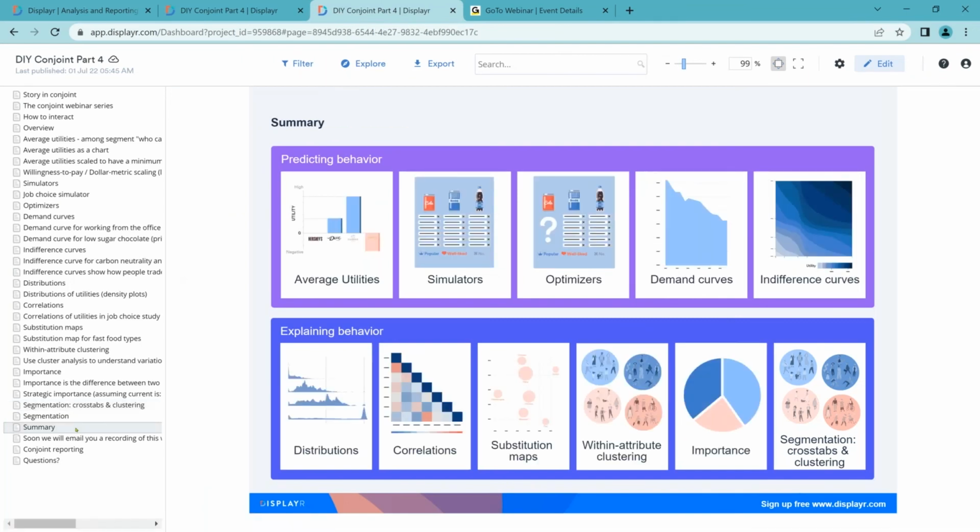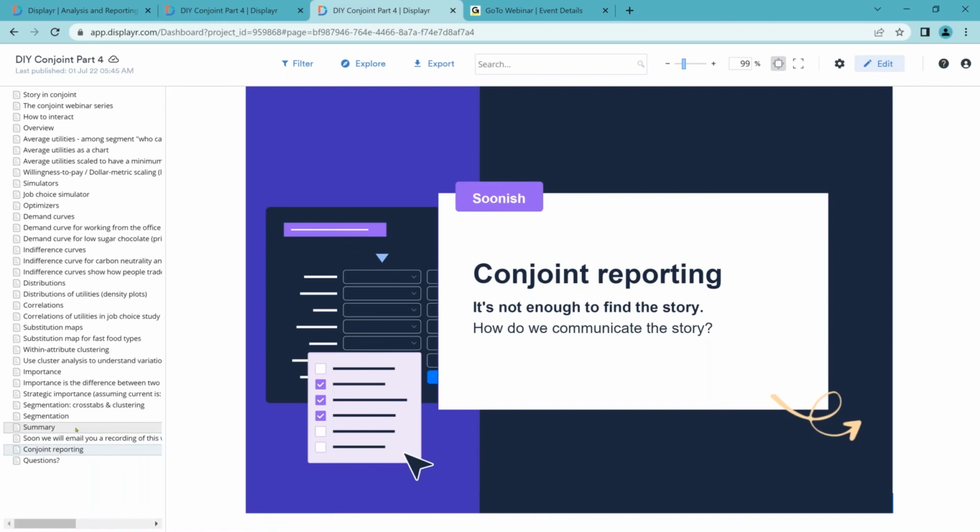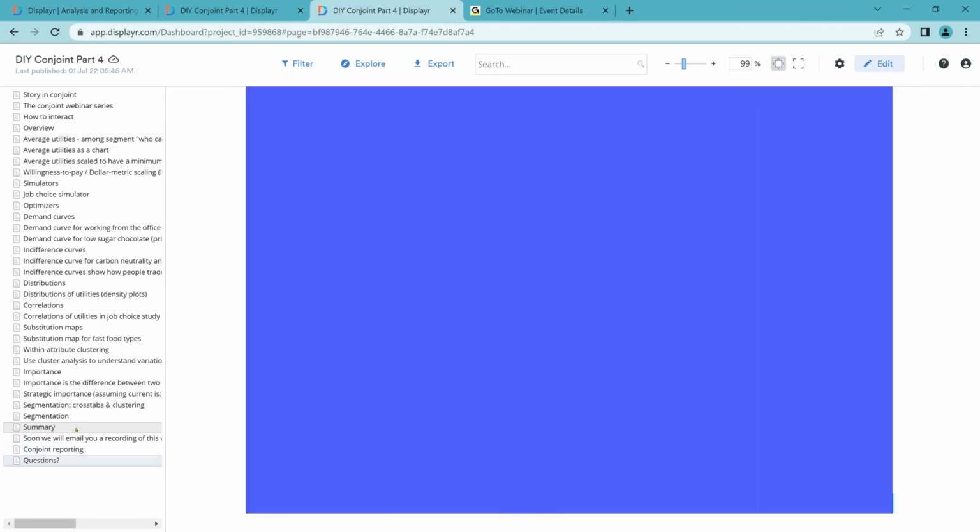So we've looked at how you predict behavior and how you explain that behavior. Soon we'll send you a recording of this. Our next webinar is going to be on conjoint reporting. So you've done your analysis and you've got the basics of your story. How do we package it up and communicate it as a great interactive presentation? What questions have you got?